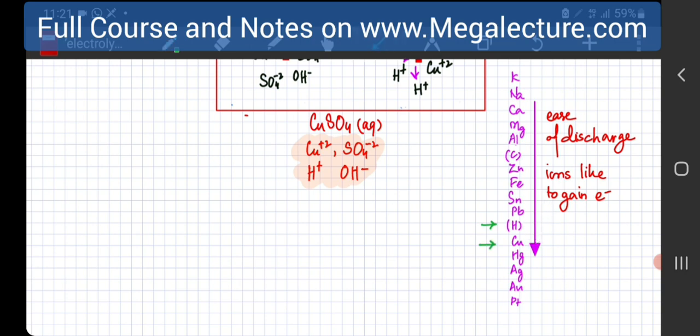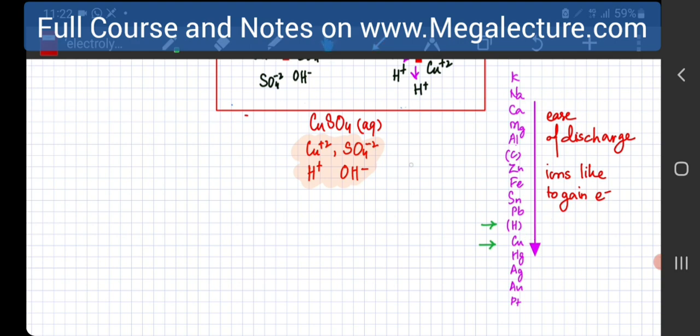Who likes to gain electrons? Remember, the one that's at the bottom of the series, the one that's less reactive, is the one that really likes to gain electrons because it doesn't like to lose electrons. It's not very reactive. So if it's an ion, it's going to try to gain its electrons back. So we're going to select copper.